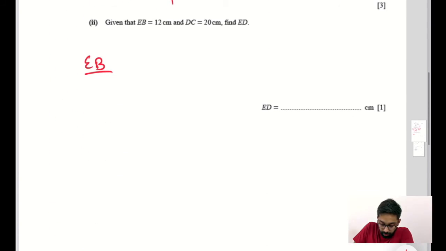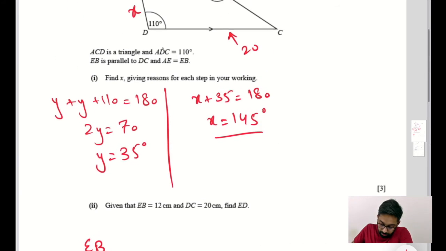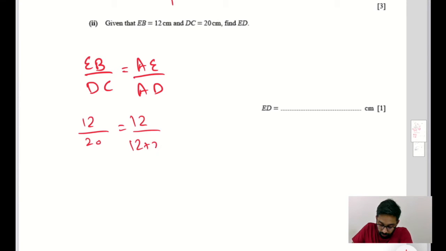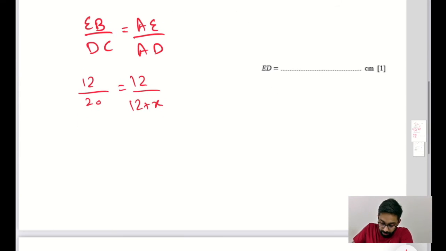EB over DC is equal to AE over AD. So if EB is 12 and DC is 20, AE is 12 as well, AD would be 12 plus X. Now let's cross multiply them. So 12 times 12 gives you 144 plus X times 12 gives you 12X equals 12 times 20 gives you 240, and then 12x remains on this side.